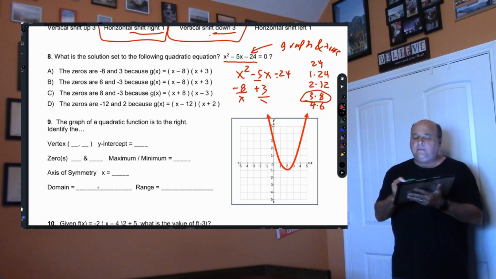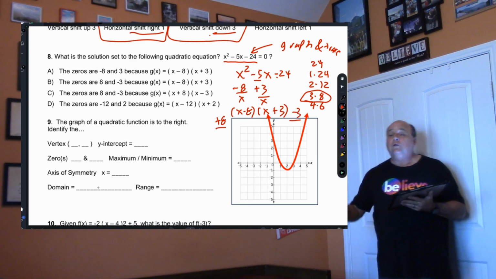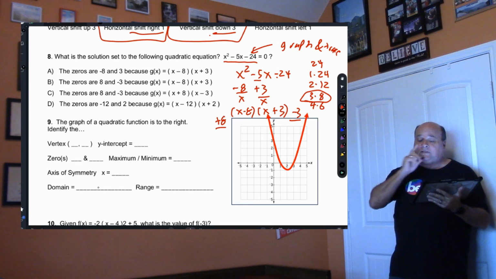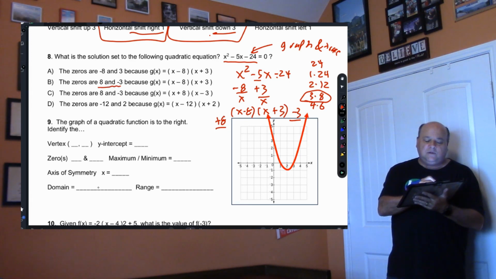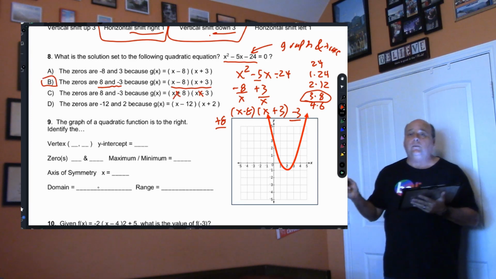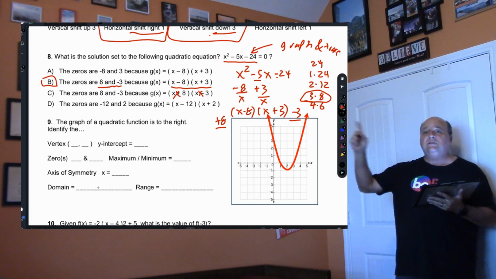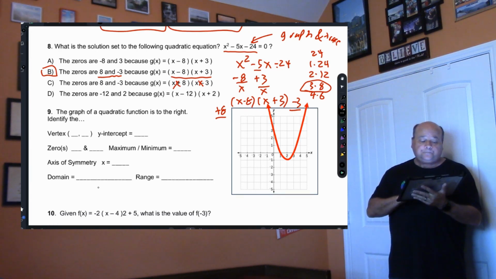Put x's on the bottom. X times x is x squared. And I end up with x minus 8 and x plus 3. The opposite of a -8 is a +8. The opposite of a +3 is a -3. These are my zeros. Remember, you could just graph this and trace to get the answers, but 8 and -3 are the zeros, which is going to be this one right here. These are the factors, these are the zeros. So choice B is correct. This one's wrong because the signs are incorrect in the factors. The factors and the zeros are always opposites.